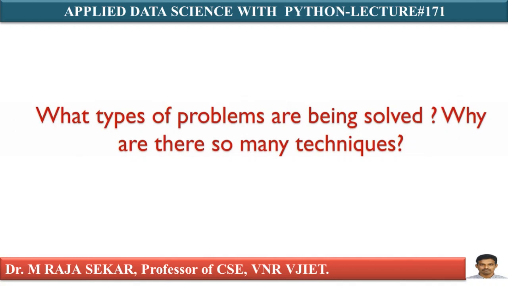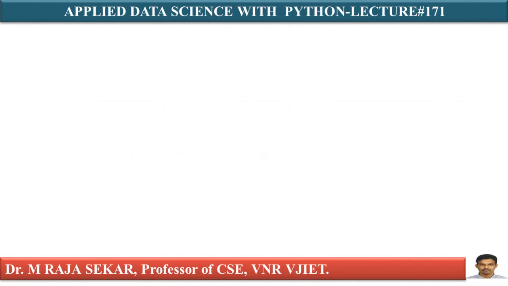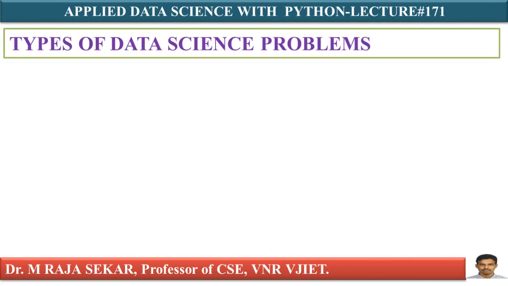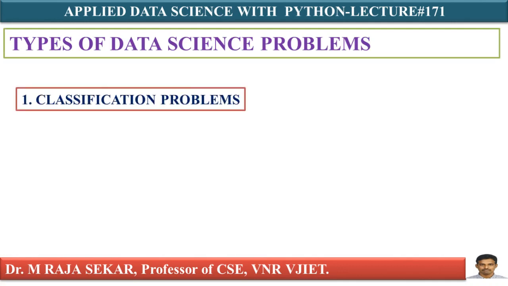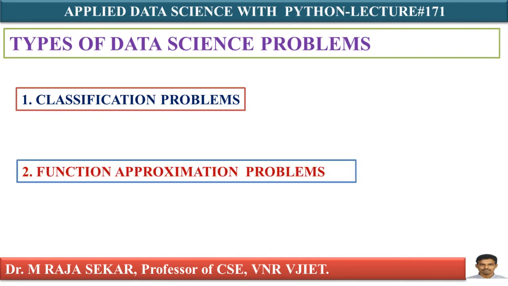What I am going to do is give you my view of the types of data science problems that are being solved and why there are so many techniques to solve these types of problems. So in my mind, fundamentally, there are mainly two classes of problems that we solve in data science. I'm going to call these classification problems and function approximation problems.